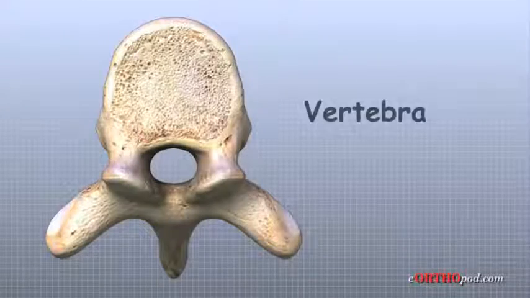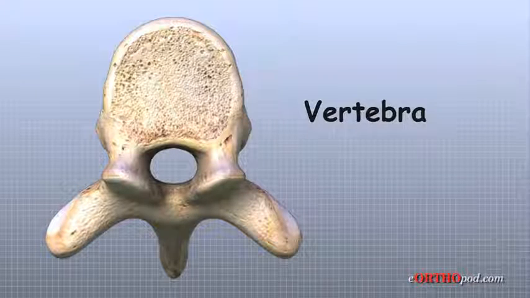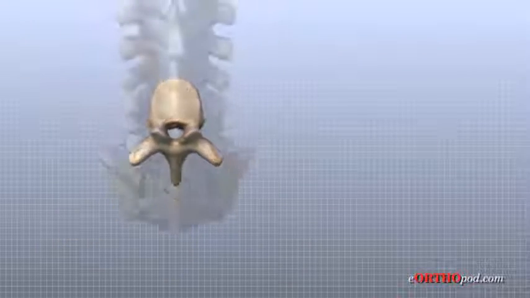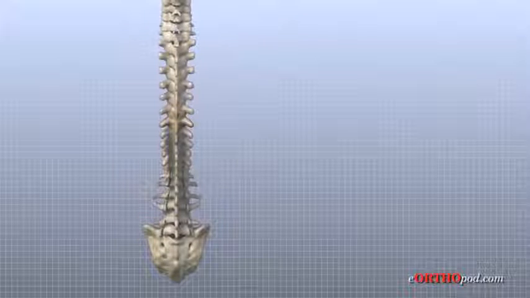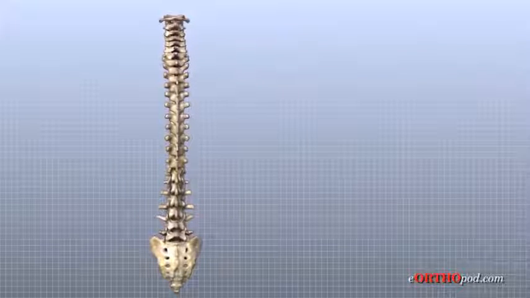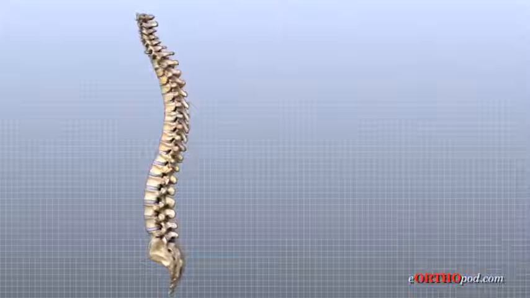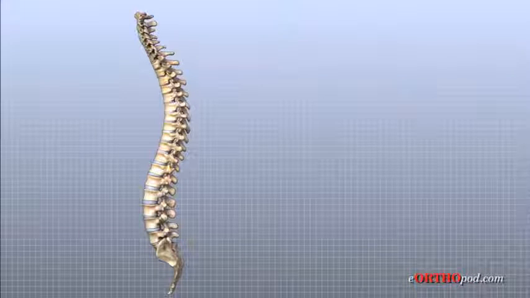The human spine is made up of 24 spinal bones called vertebra. The vertebrae are stacked on top of one another to create the spinal column. The spinal column gives the body its main upright support. From the side, the spine forms three curves.